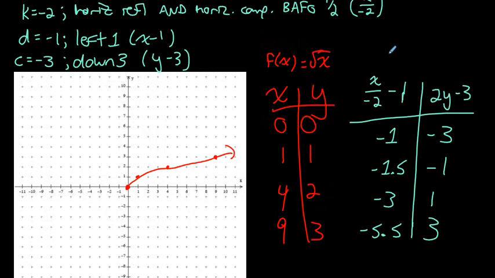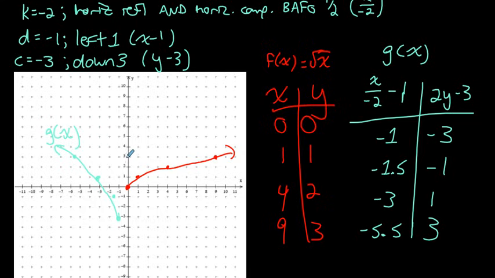And now we can graph this, our transformed function, g at x. So g at x, we have a point at -1, -3. We have a point at -1.5, -1, at -3, 1, and -5.5, 3. So our function looks like this, and this is g at x.